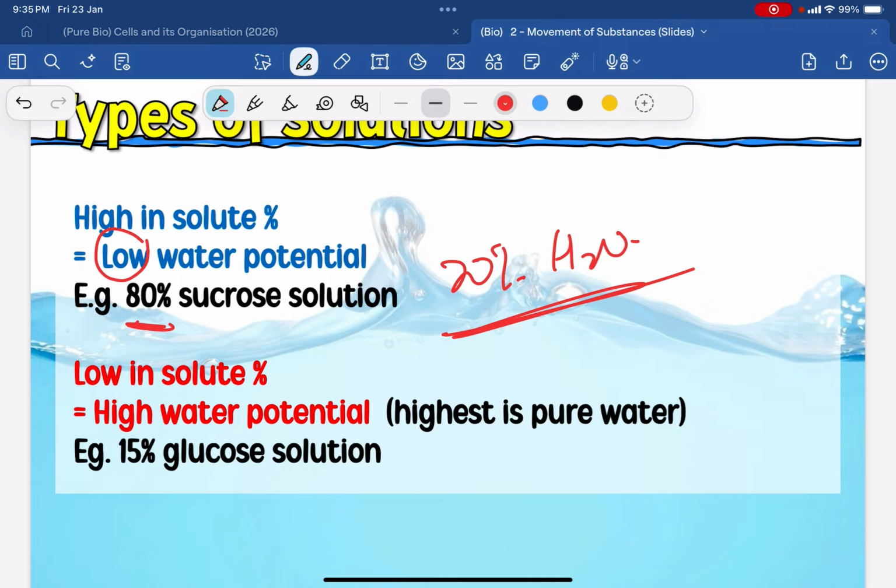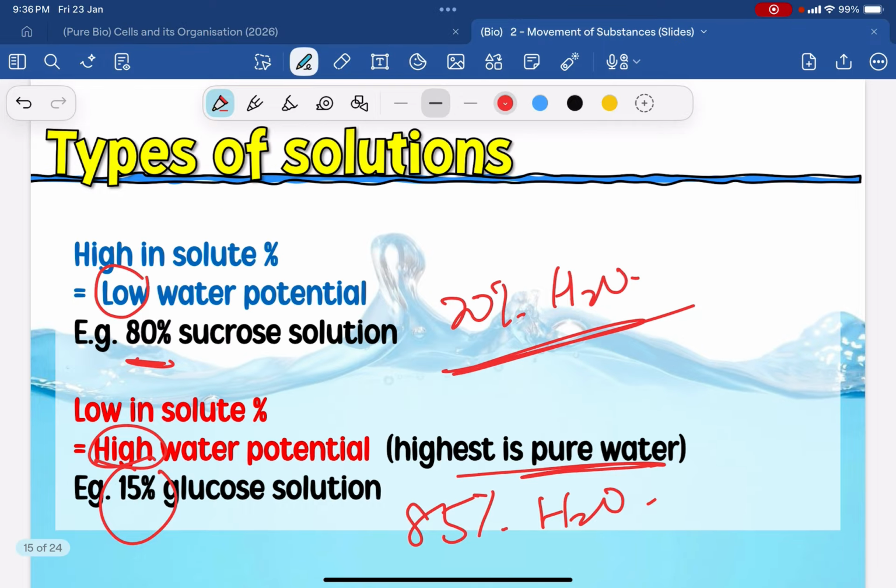So when we compare it this way, it should be very easy to tell which one has a higher or lower water potential. For a high water potential, you can tell that the highest is pure water. A 15% sucrose solution means that 85% of it is actually water molecules. Think about it. If your solution is 85% water molecules and you put a cell inside it, without even thinking very much, you will be able to understand that this solution would be considered high water potential compared to that of a cell. Let's take another 20 seconds to understand these two terms first and how I arrived at the percentage for the water molecules.